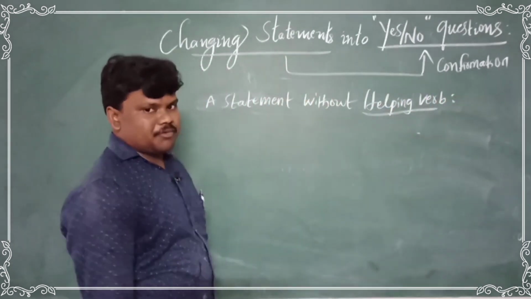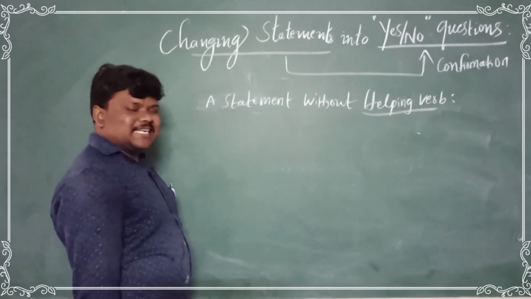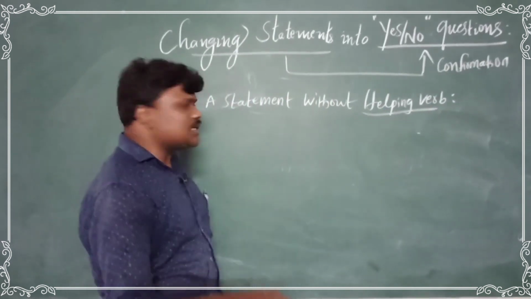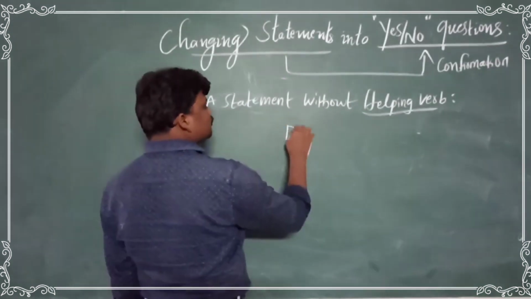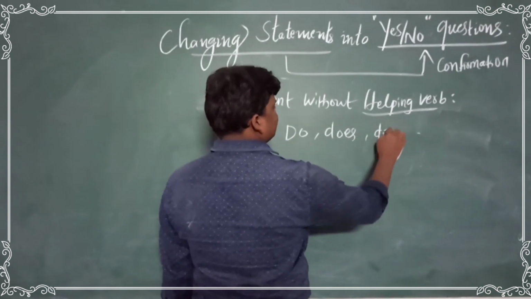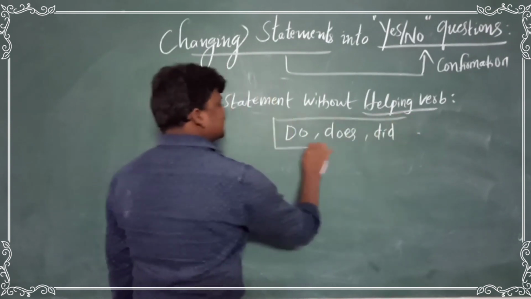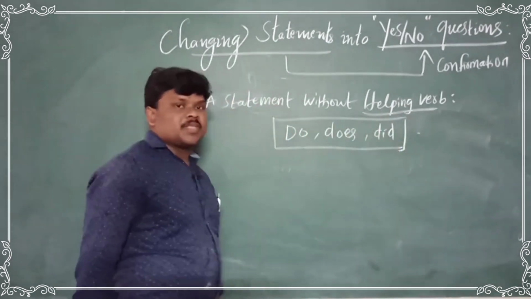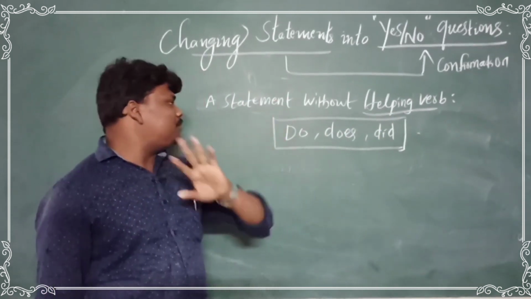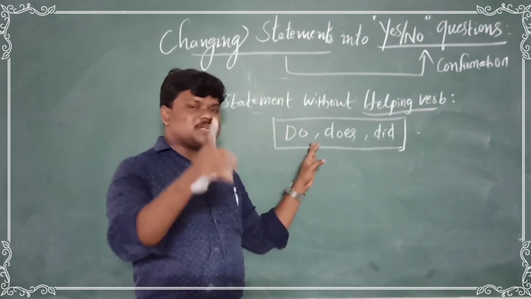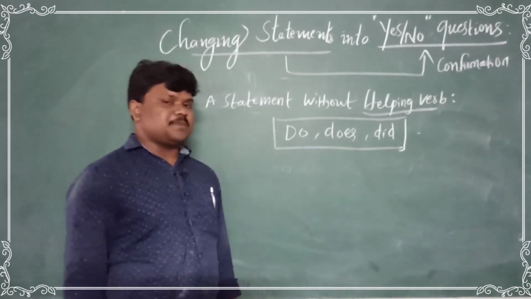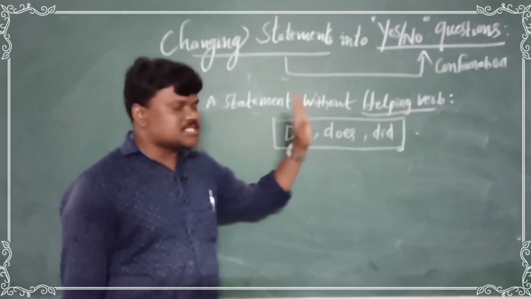Right? Without a helping verb. Whenever a sentence doesn't have any helping verb, you must remember 3 forms. Those are the do forms: do, does, did. If a statement doesn't have any helping verb, you must remember do, does, did. Compulsory.